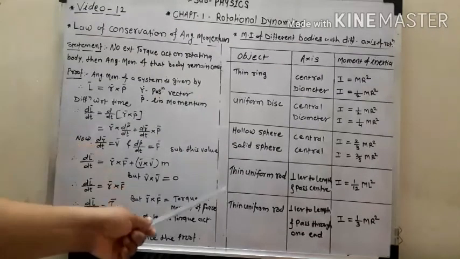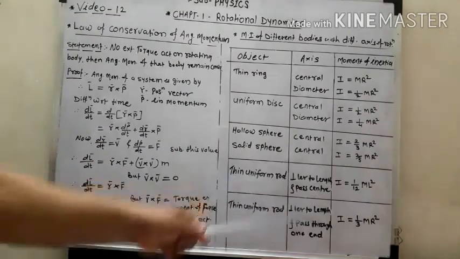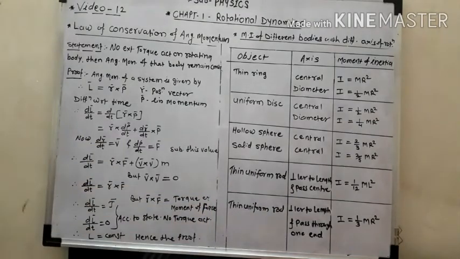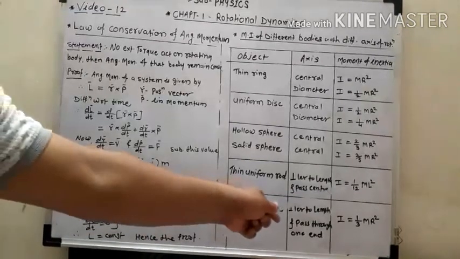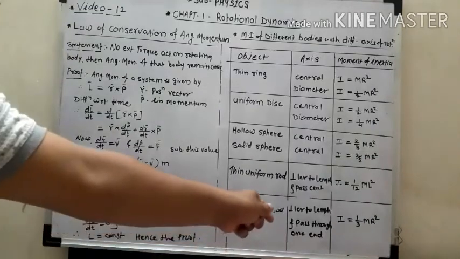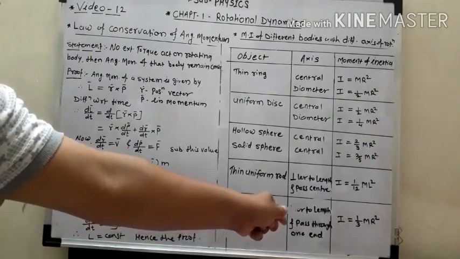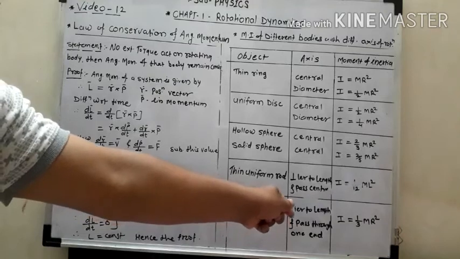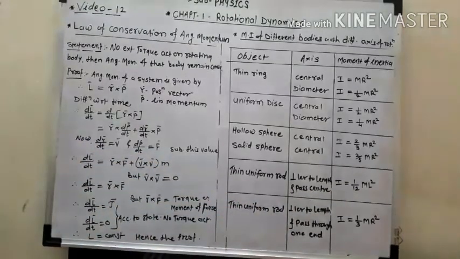Then the next object we consider here is the thin uniform rod. For the thin uniform rod passing through its center and perpendicular to its length, its MI is given by I is equal to ml square by 12, or 1/12 ml square. This is the MI for the thin uniform rod.